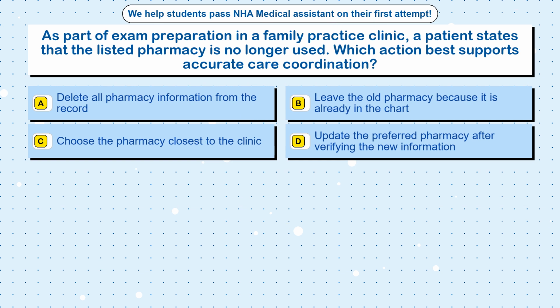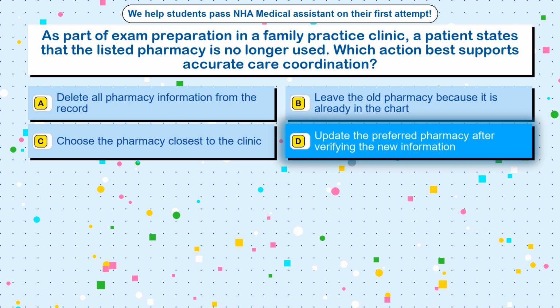Question 72. As part of exam preparation in a family practice clinic, a patient states that the listed pharmacy is no longer used. Which action best supports accurate care coordination? Option A. Delete all pharmacy information from the record. Option B. Leave the old pharmacy because it is already in the chart. Option C. Choose the pharmacy closest to the clinic. Option D. Update the preferred pharmacy after verifying the new information.